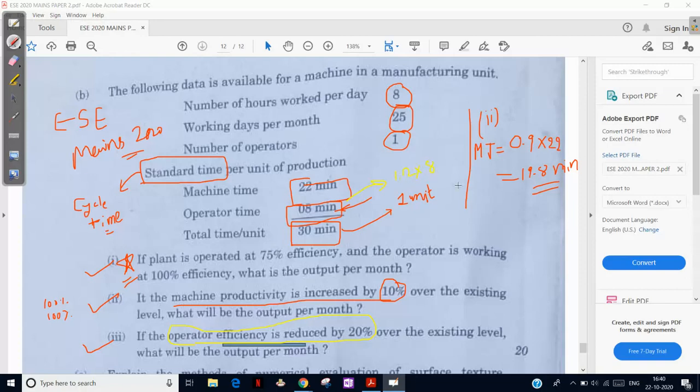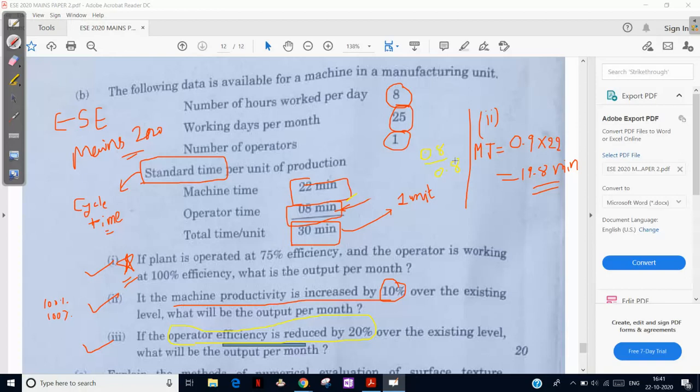Here the operator efficiency is reduced by 20%, so it will consume more time. Sorry, it's my mistake. We have to divide by 0.8, so it will take more time. 8 minutes is the standard time, divided by 0.8. So 8 divided by 0.8 is 10. That means with the operator efficiency reduced by 20%, it is a 10 minute time.